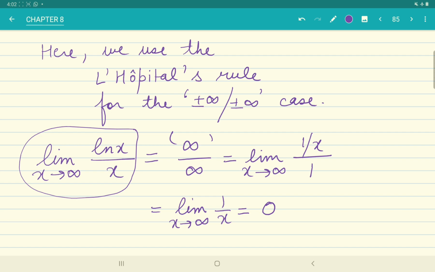This means I can apply L'Hopital's rule. When I apply L'Hopital's rule, I differentiate both the numerator and the denominator with respect to x, and eventually I get 0 because of that. That means ln x by x tends to 0 as x tends to infinity.